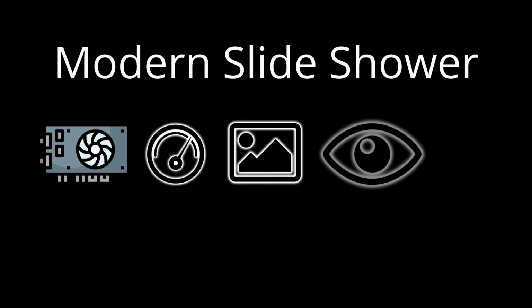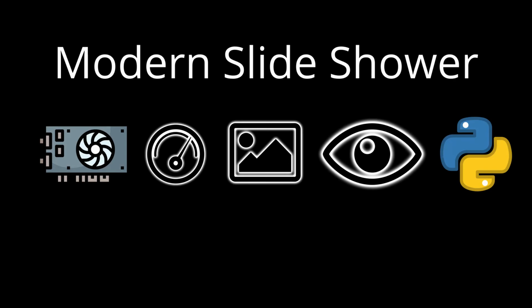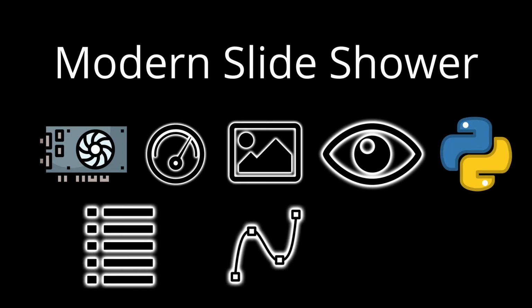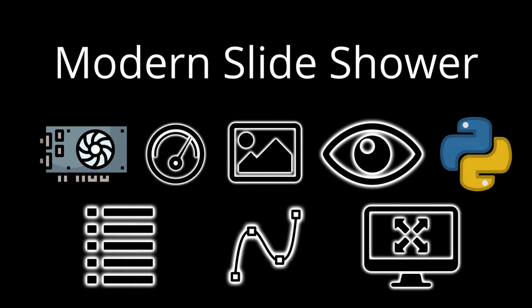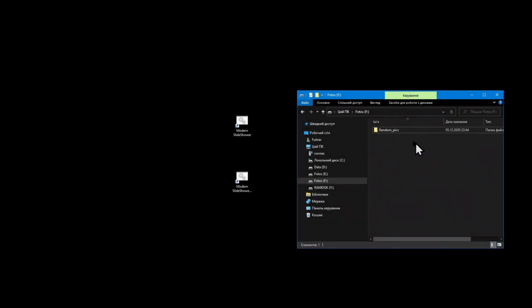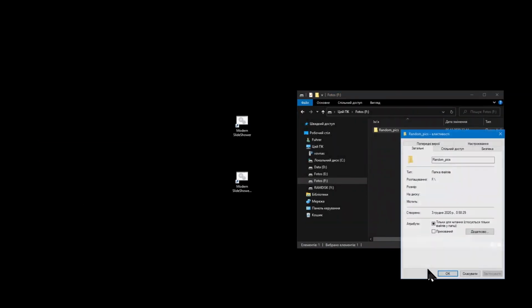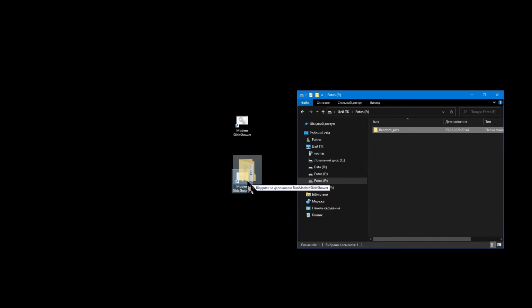Modern Slide Shower is a GPU-accelerated image viewer written in Python. It features large playlist support, smooth transitions, and a unique full-screen interface. Image switching. Here's a sample folder with nearly 10,000 random photos. Let us see how we can view these photos.